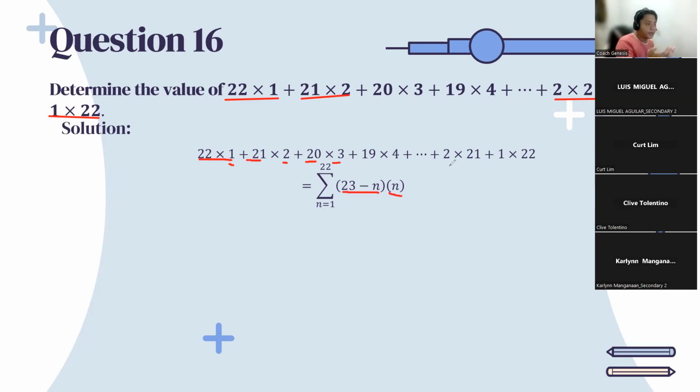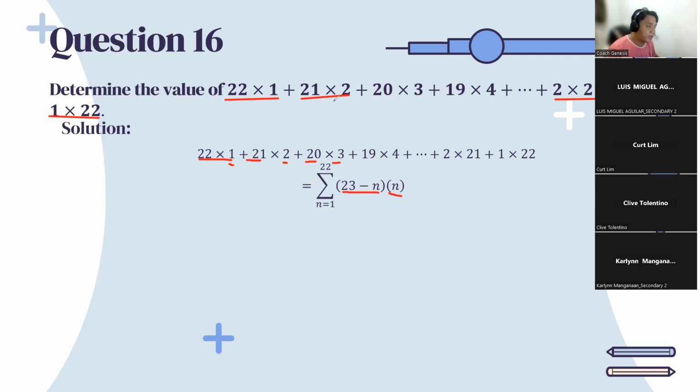Okay, so that follows the sum. I mean, each expression in the sum. Now you just have to use the summation symbol so that you can cover all of the expressions, the sum of all of the expressions here. For n, that will just be n equal to 1 to 22. You stop at 22 because the last value here will be 1 times 22. So that will be 23 minus 22, which is 1, and then n is 22. So you have covered all of the sum.